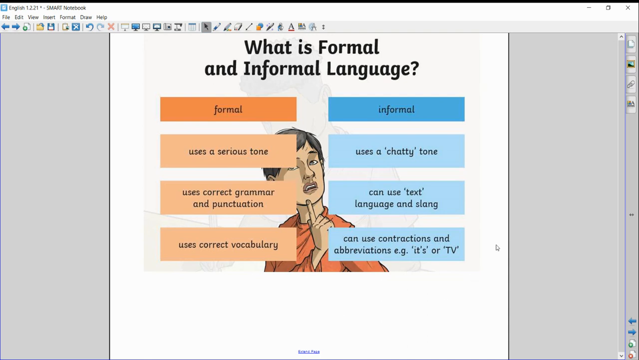Now, we can also use contractions and abbreviations. It's or TV. If it was formal language or formal writing, you wouldn't say it's, you would say it is, or TV, you would say television. So try and avoid contractions and abbreviations in formal writing or speaking. But for our purposes today and tomorrow, informal is what we're looking at. That would be fine.